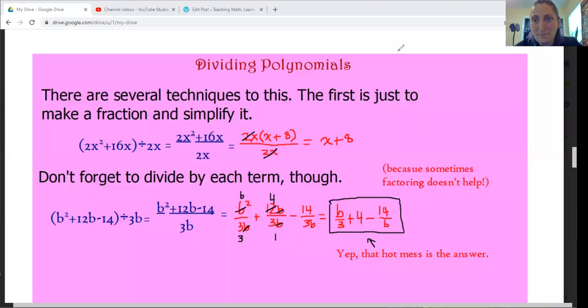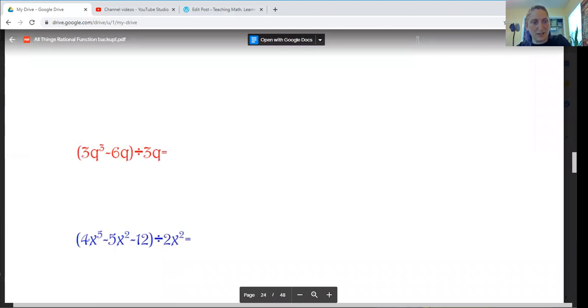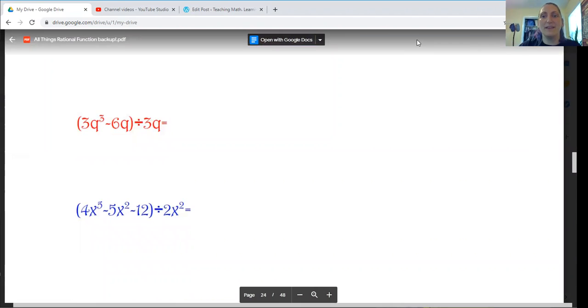All right, let's scooch down and look at some more. So we have 3q cubed minus 6q divided by 3q. We're using the turn it into a fraction method: 3q cubed minus 6q over 3q. This can be factored, so why don't we go ahead and do that?